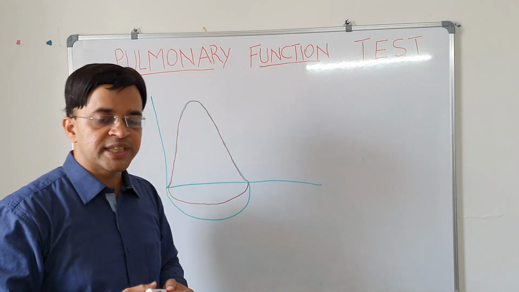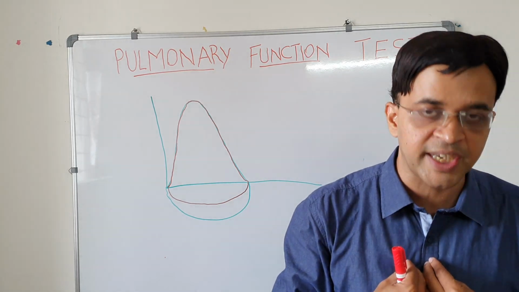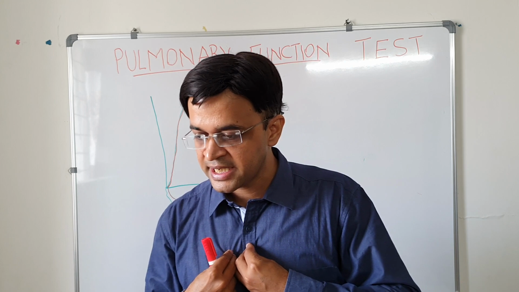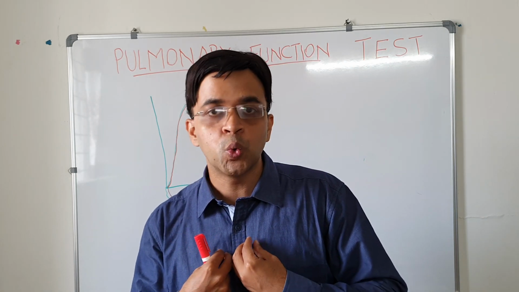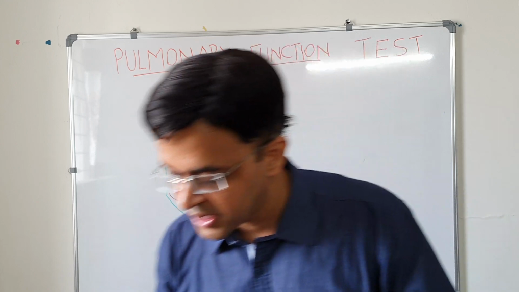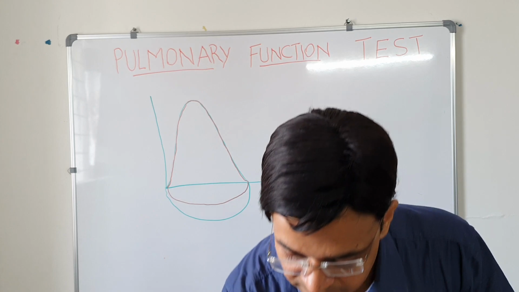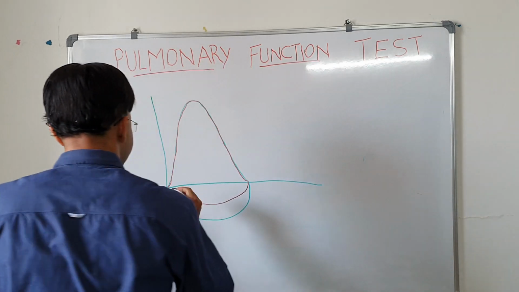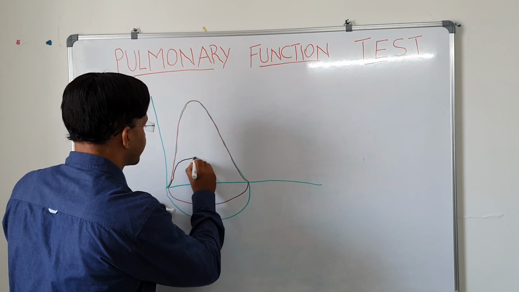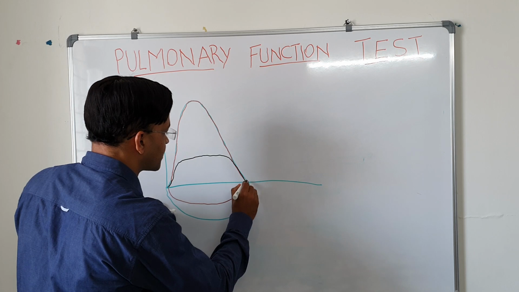Now suppose if there is some tumor inside the lungs obstructing the airways. If there is some tumor inside the lungs, then expiration will be compromised, but inspiration will be normal. In that case, what we will get? We will get a graph like this. Because expiration is compromised, we will have blunting over here. And inspiration will be normal.